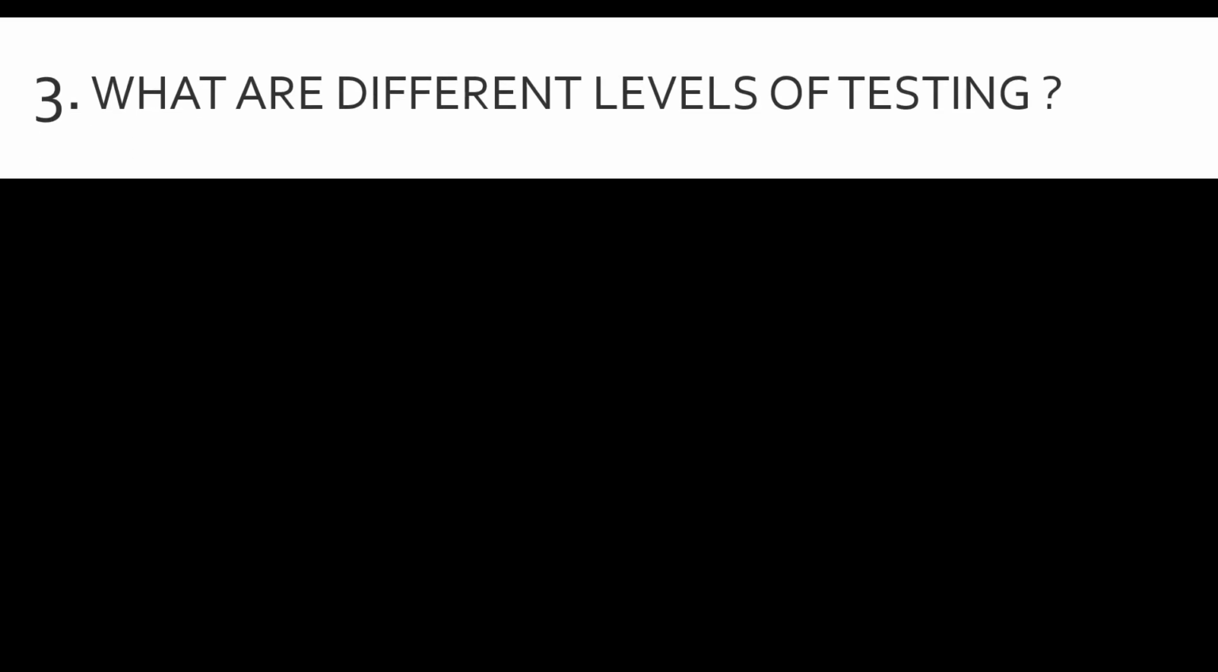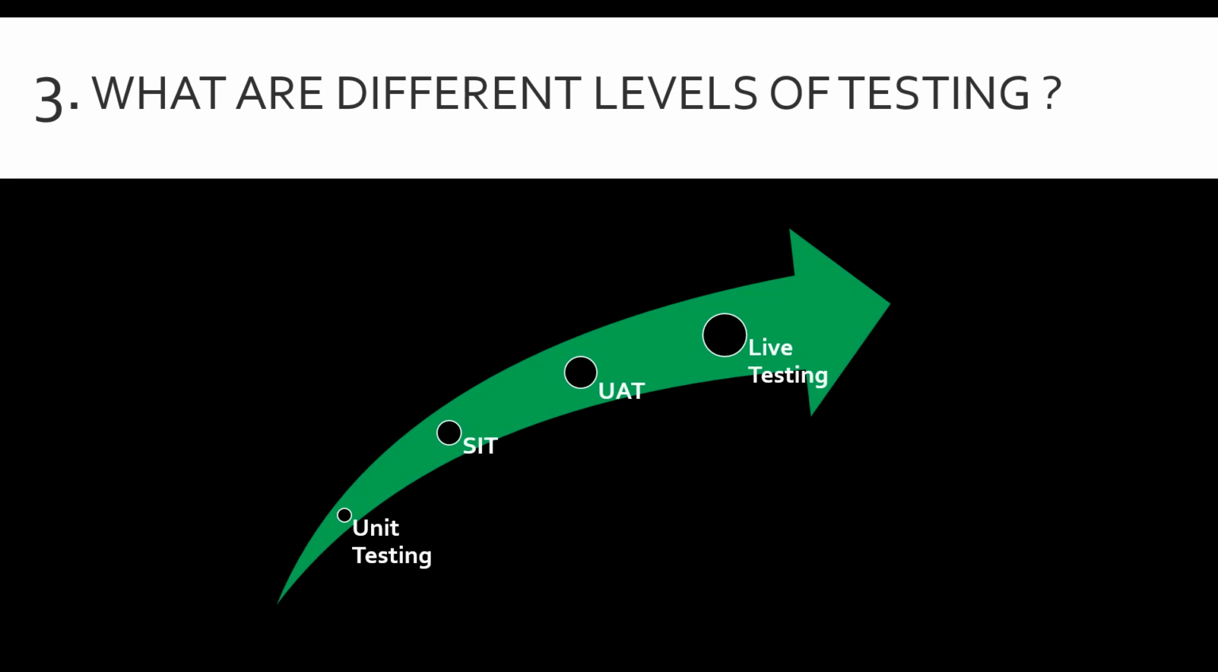Question number 3. What are the different levels of testing? This is one of the questions asked to gauge your knowledge of different types of testing across the software development lifecycle. Let's look at it. I've summarized it in this particular diagram. The first level of testing is called unit testing, and it is done by the developers. Once they've written the code, they check if everything works fine as per the requirement.